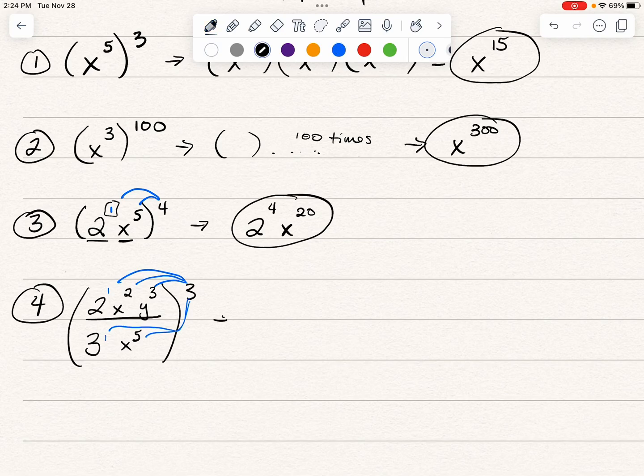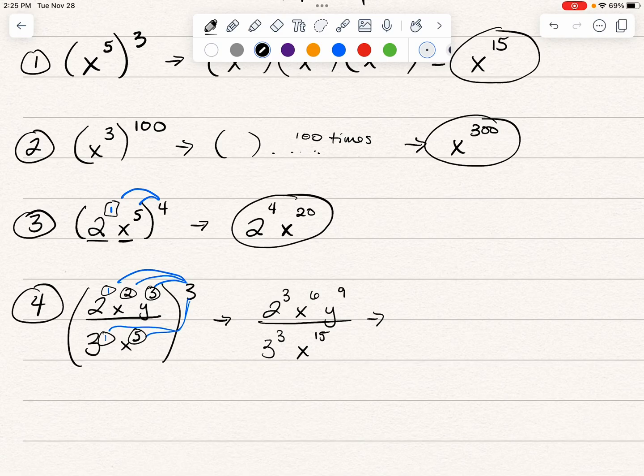And so what that would give us is we have 2 to the 3rd power because 1 times 3 is 3. We have x to the 2 times 3 is 6. And we have y to the 3 times 3 is 9. All over 3 to the 1 times 3, so that's 3 to the 3rd power. And x to the 5 times 3, which is the 15th power.